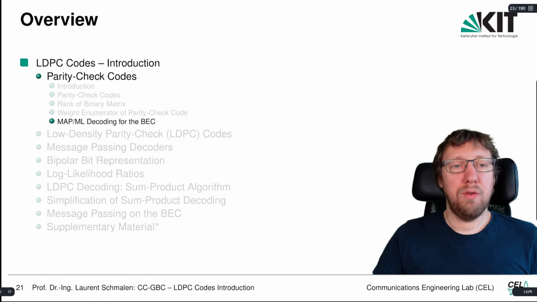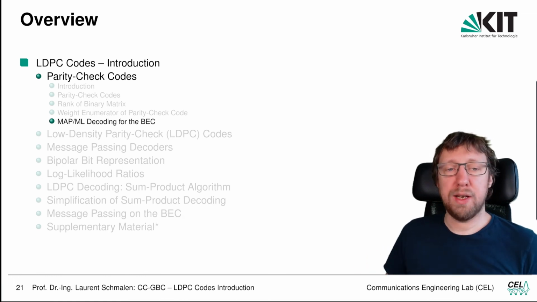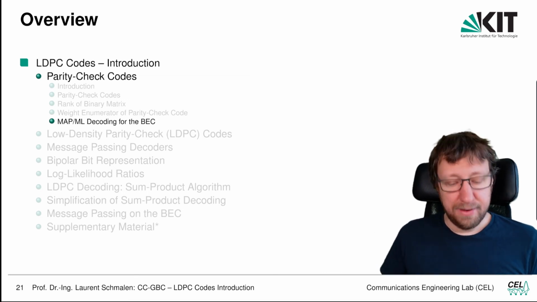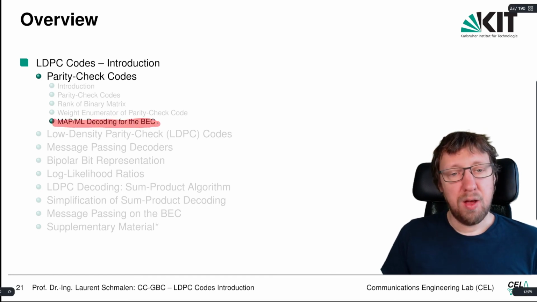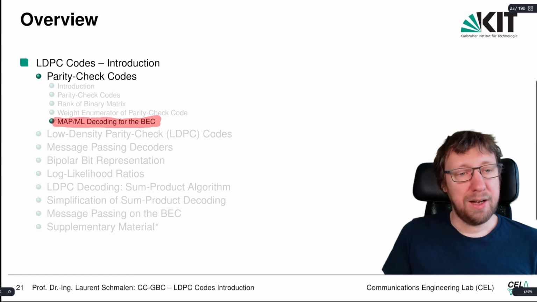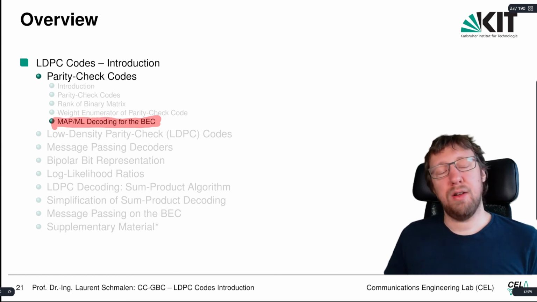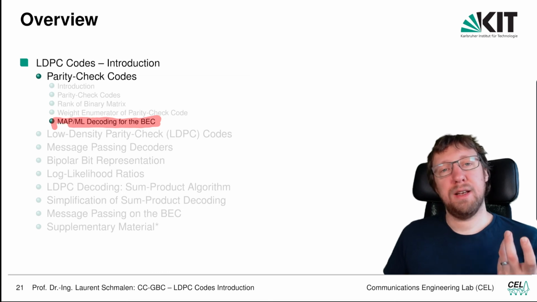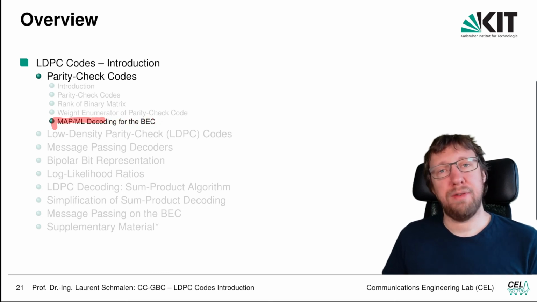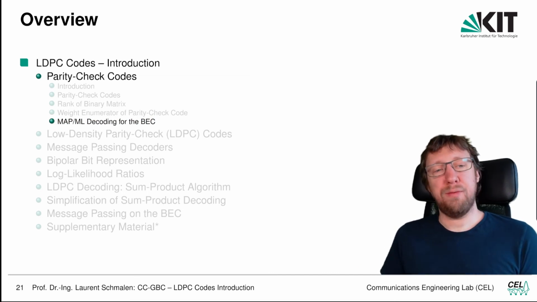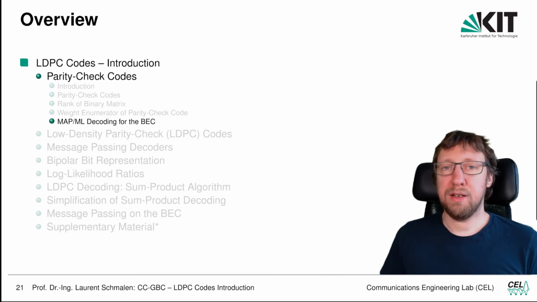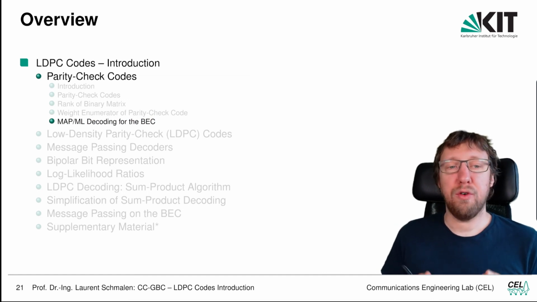Okay, so with this, we have concluded the introduction to parity-check codes. What we're going to do next is we're going to look at maximum likelihood decoding for the binary erasure channel, because that turns out to be very insightful, and it also is a channel where maximum likelihood decoding is actually very practical. We're not going to do this in this video.